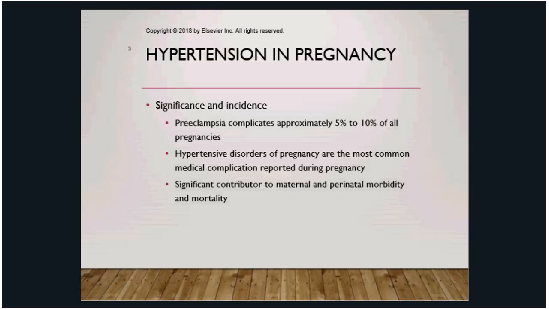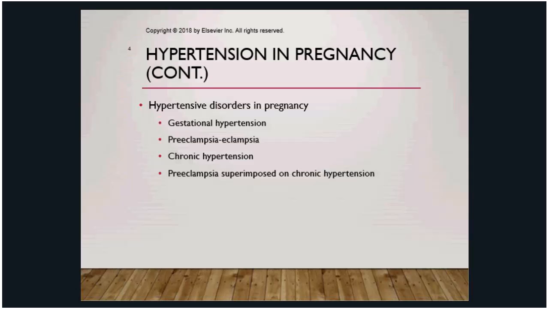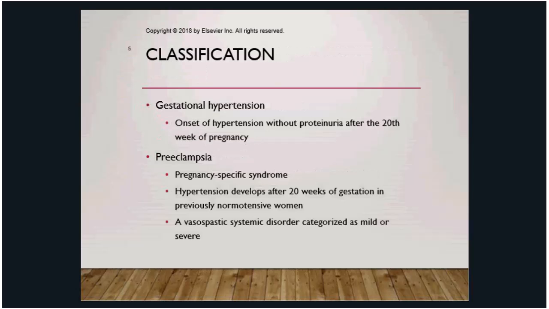Hypertension in pregnancy: significance and incidence. So preeclampsia complicates pregnancy between 5 to 10% of all pregnancies. Hypertensive disorders of pregnancy are the most common medical complication during pregnancy. It's a significant contributor to maternal and perinatal morbidity and mortality. Hypertensive disorders in pregnancy include gestational hypertension, preeclampsia or eclampsia, chronic hypertension, and preeclampsia superimposed on chronic hypertension.